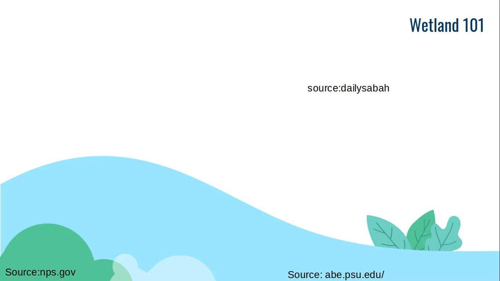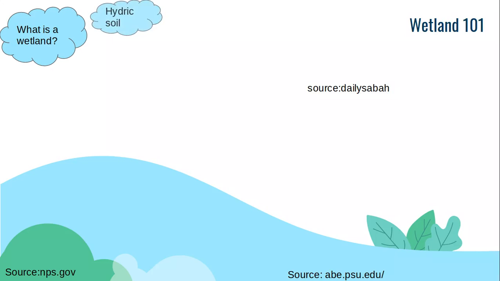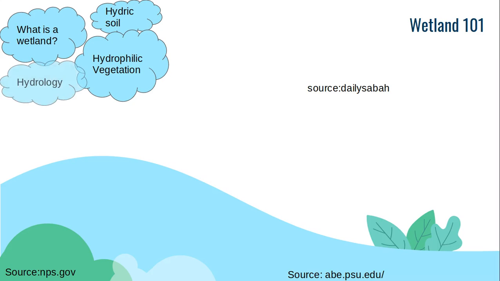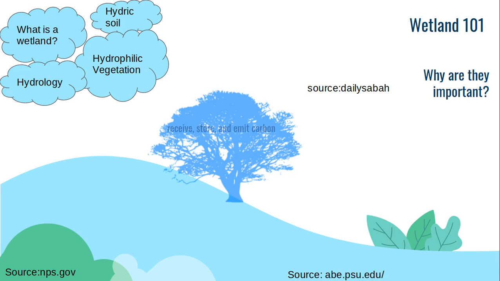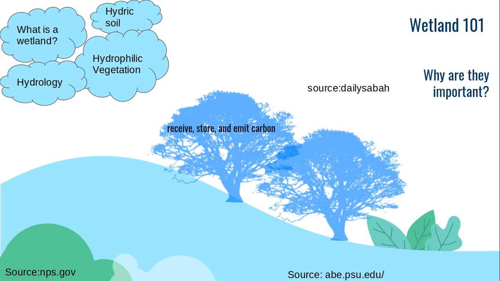So, what is a wetland? A wetland has three characteristics: hydric soil, hydrophilic vegetation, and hydrology. But why are wetlands important? Wetlands are important because they receive, store, and emit carbon, as well as serve as a hotspot for biogeochemical carbon cycling, which makes them amongst the most productive ecosystems.